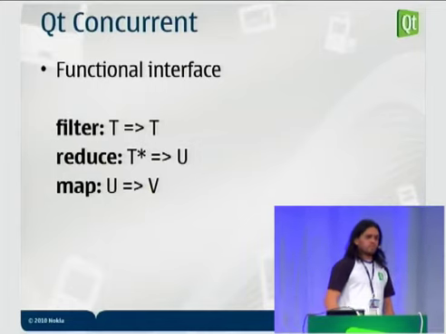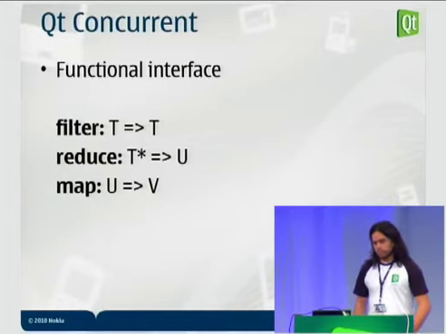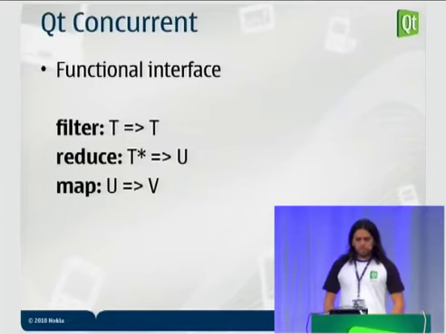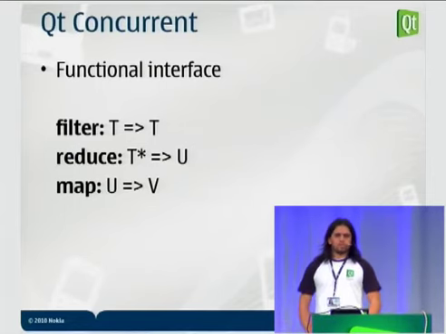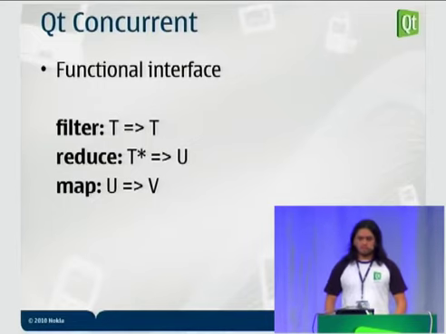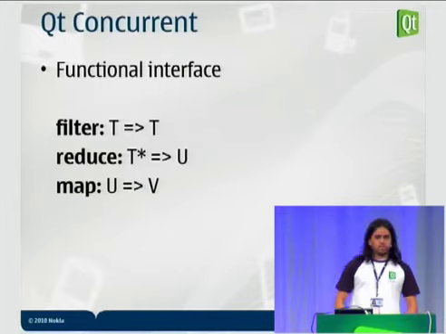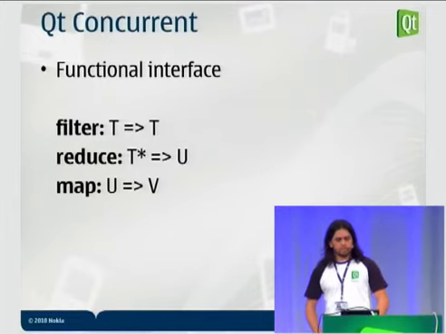Reduce will take many objects and return you a different type of object. It's also similar to what std accumulate does. It's like accumulation. And map will take one type and map it to some other type.